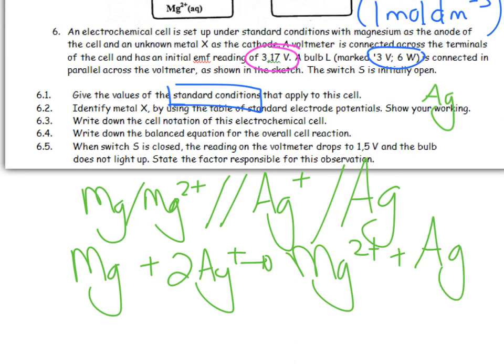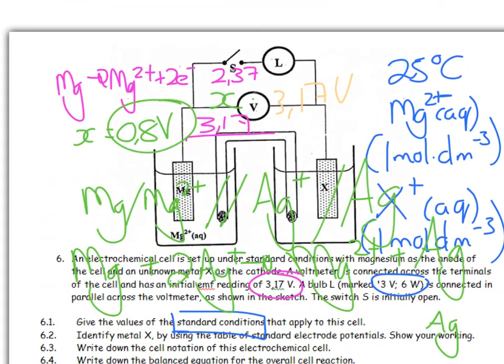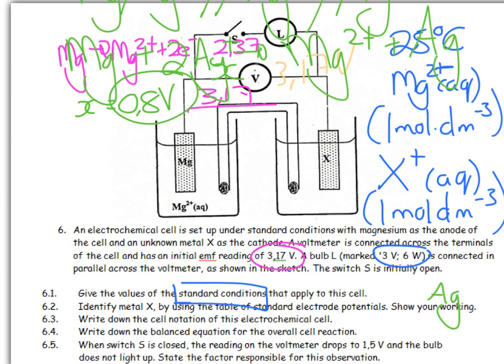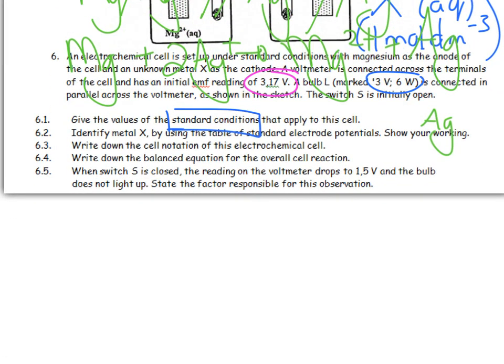And then when the switch is closed, the reading on the voltmeter drops to 1,5. Why? Think back and remember that whenever you used to have a battery and a voltmeter, that was me measuring the EMF. The minute I put a circuit onto that, I have what's called internal resistance. So there's going to then be internal resistance. And that is the factor that is responsible for the dropping of that potential difference.